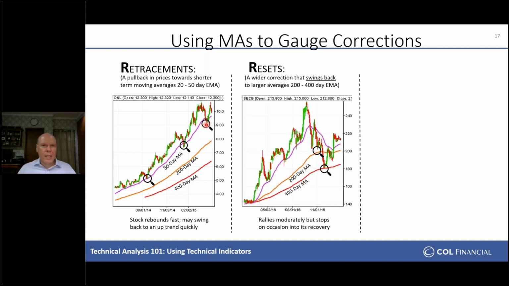Now, a reset. A reset is a second type of heavier correction. Instead of falling down to the 20 or 50-day, prices will fall all the way back down, maybe to your 200 or even 400-day EMA. The reason I'm pointing that out is because here's an example of Security Bank a few years ago. And again, it was very forceful during this period. Like we were saying earlier, retracement, retracement, retracement, buy, buy, buy. And then it shot up incredibly fast, going into an overbought situation.